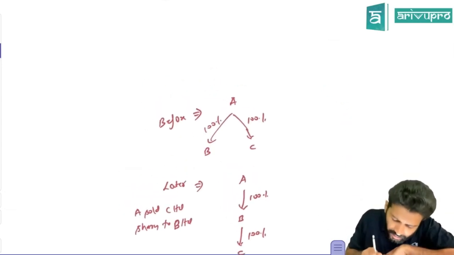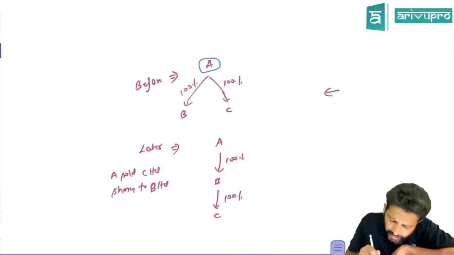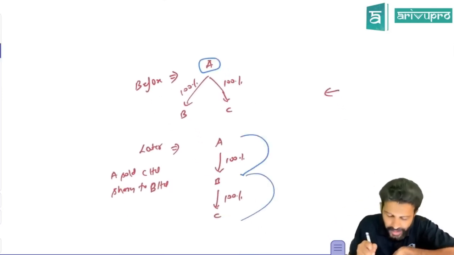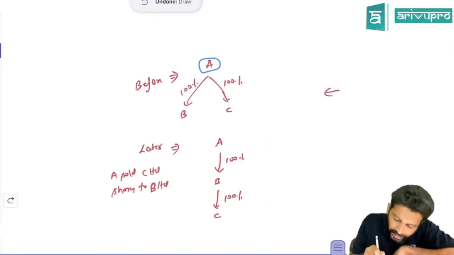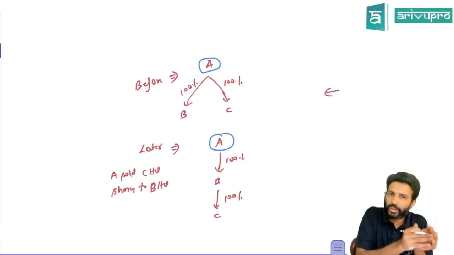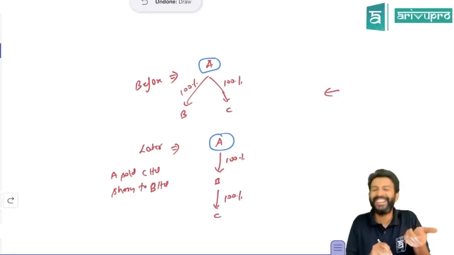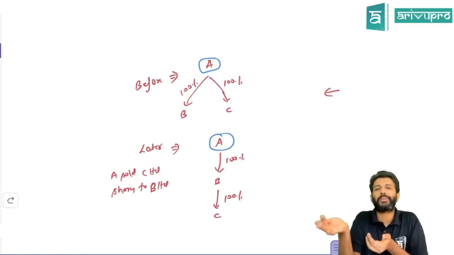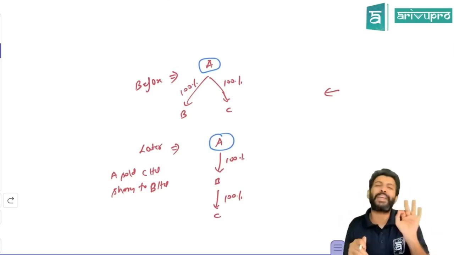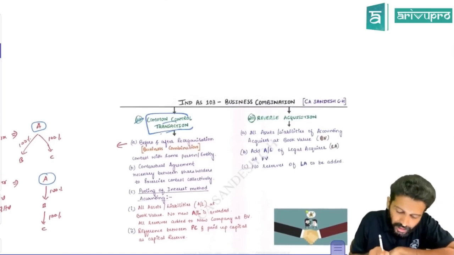Why? Sir, earlier, who used to control B and C? A only. Now also check, A controls B and with the help of B, A controls C. That means ultimately now also, who's controlling both the companies? A only. So A sold the shares of C to B. That's a business combination, right? But before and after the business combination, the control is with the same party. If such is the nature, we call such a transaction a common control transaction.